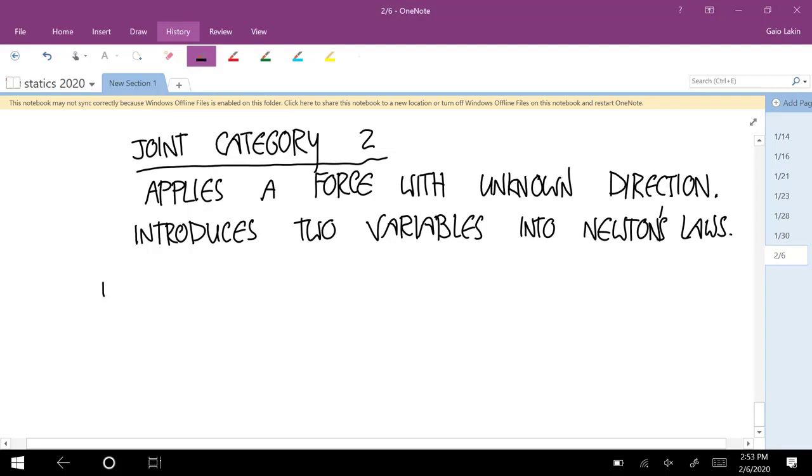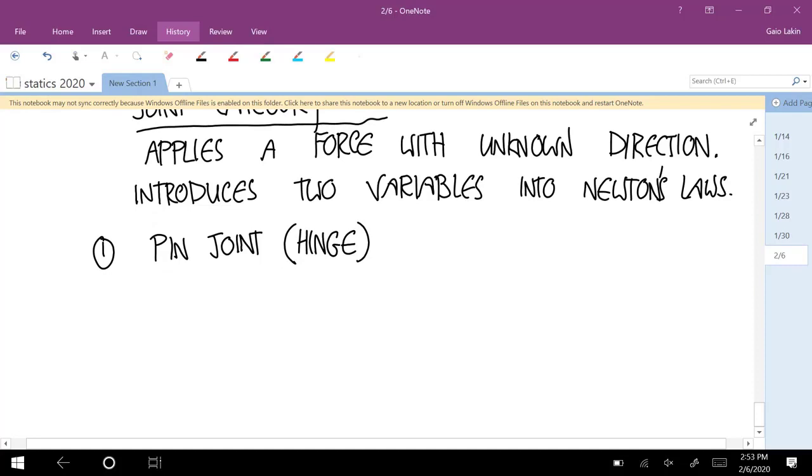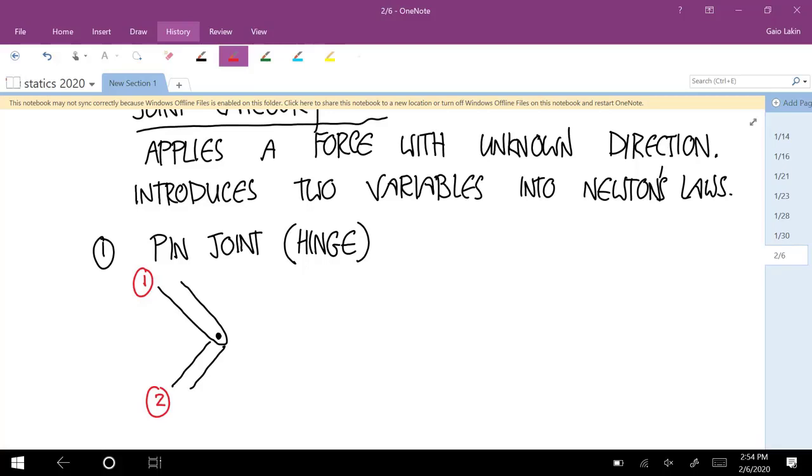Okay, so the first one of these is a pin joint. You can think of that as a hinge. And this looks something like this, where this is body one and this is body two. Even in pretty advanced studies of biomechanics, this is mathematically how people tend to treat knees and elbows.